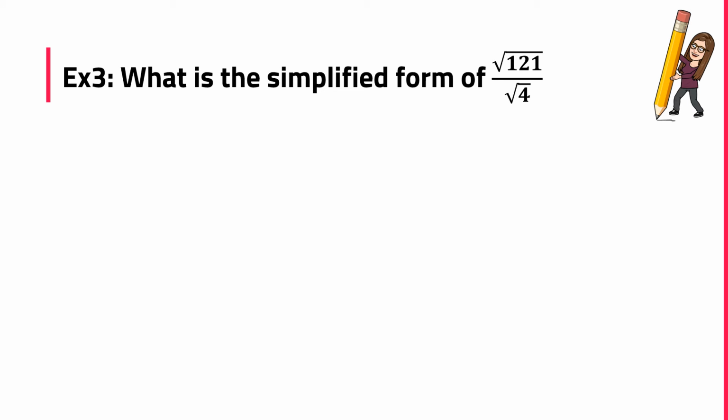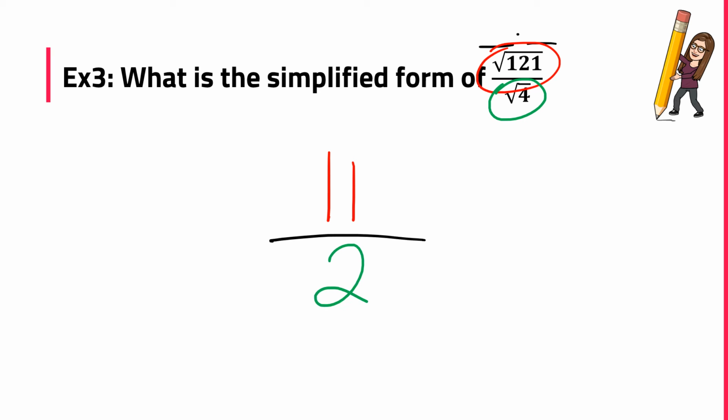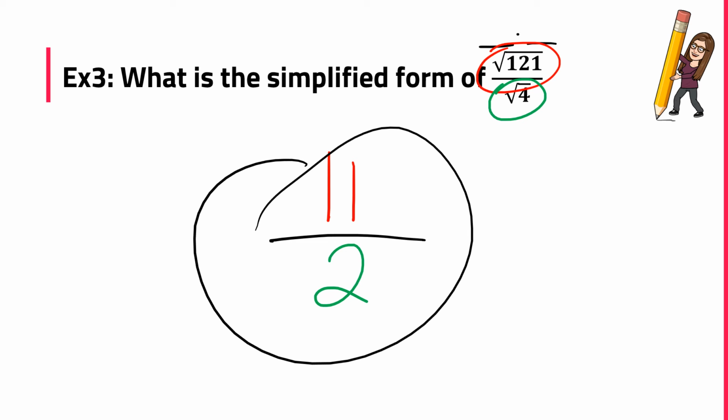Now we have 2 of them. Okay, so we've got a big fraction bar. Let's start with that. On the top, square root of 121. Is there a number times itself that gets me to 121? Yeah, 11. Square root of 121 is 11. Okay, let's look at the bottom. Square root of 4. What number times itself gets me to 4? 2. So I have a fraction of 11 over 2.